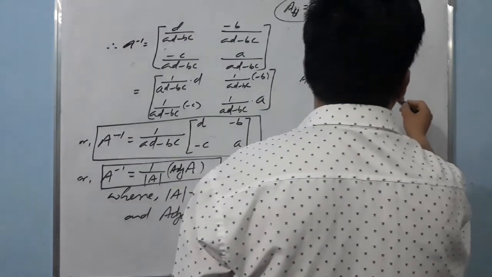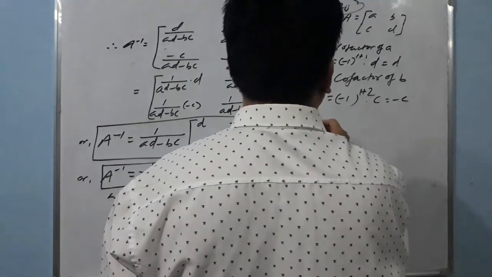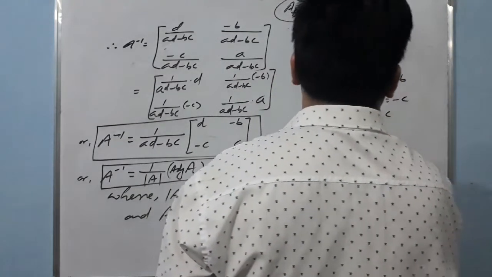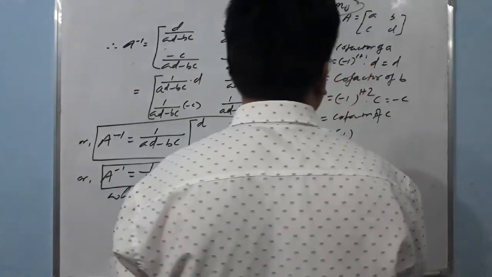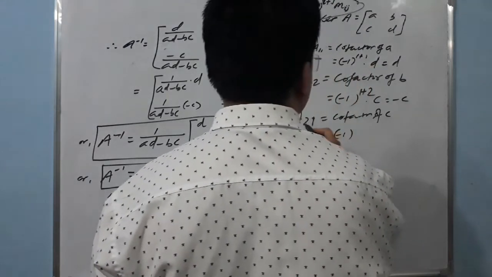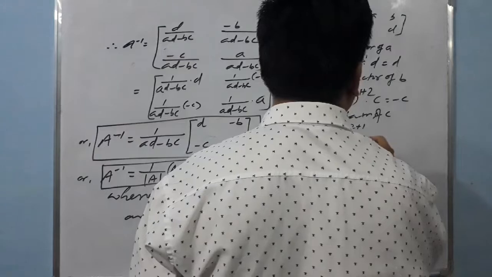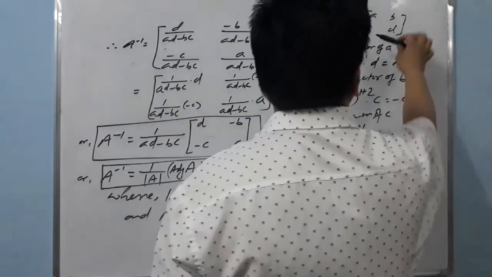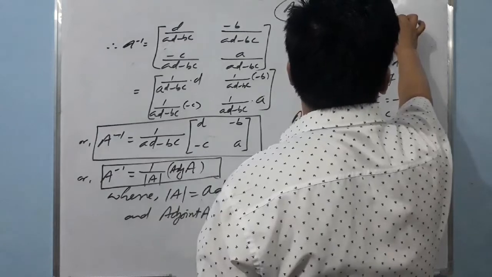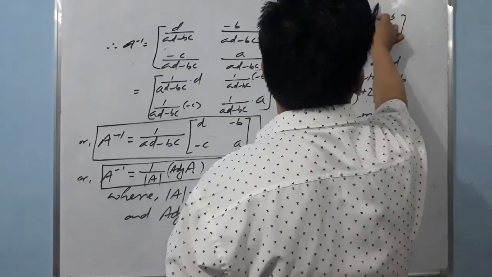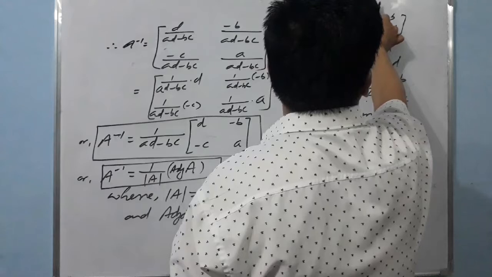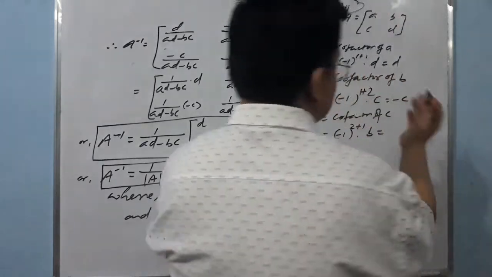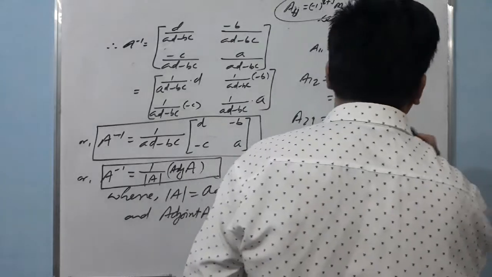And here, minus C. So A21 means the cofactor of C. Let's apply the formula: (-1) raised to power 2 plus 1, since i is 2 and j is 1. Let's delete its row and column. Its row is the second row, its column is the first column. So let's delete, and you will get B. (-1) raised to power 3 means negative, so we will get negative B.